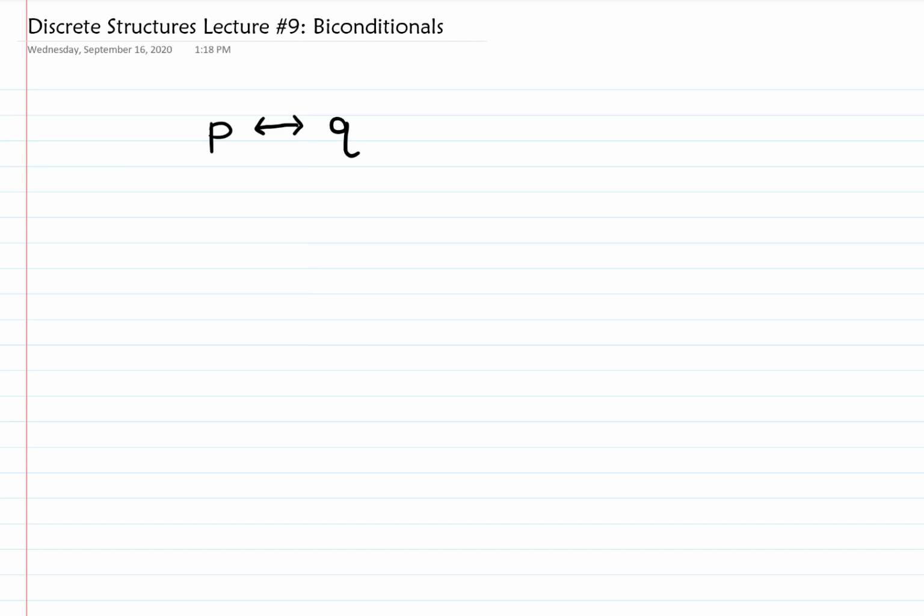So here's what it means. I'll move this over a little bit here. That's called a biconditional statement, and you'll see why it's called biconditional. Because here's what it means. It means P implies Q and Q implies P.